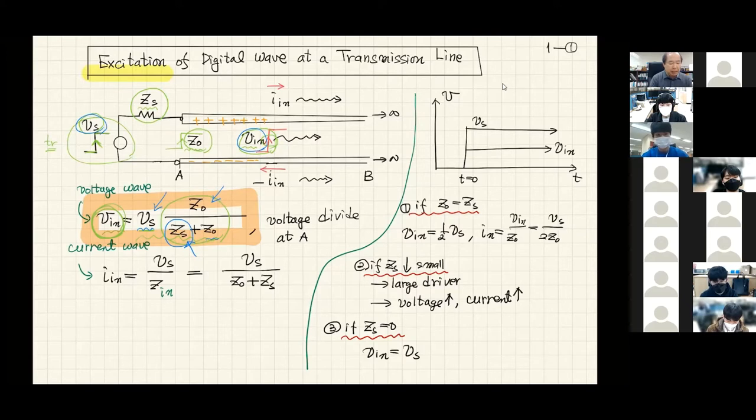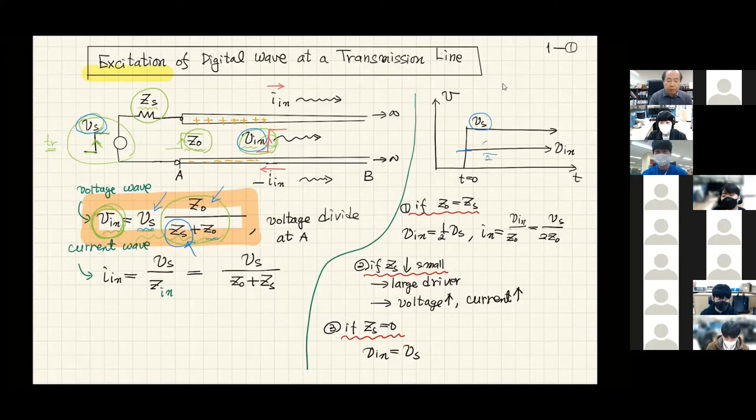One example is that if the source impedance is 50 ohm and the transmission line is 50 ohm, then only half voltage, let's assume that this is Vs, the actual wave amplitude will be half of that. And then the current wave and voltage wave will be in phase. They will propagate with the same phase and same velocity. The relationship between the voltage wave and current wave is determined by the characteristic impedance. If you divide by the characteristic impedance, you're going to have this: the current wave's amplitude is the voltage divided by the characteristic impedance plus source impedance. This is the excitation.